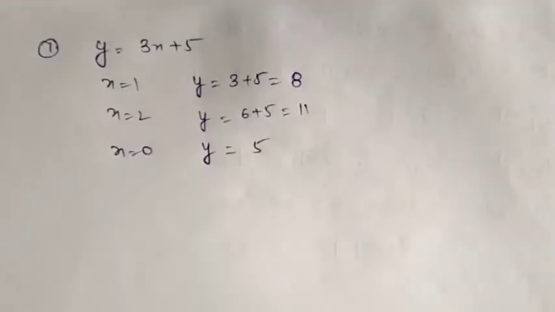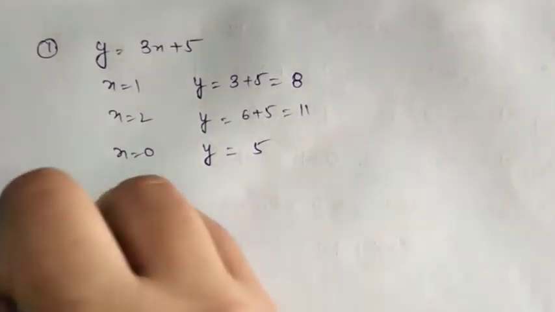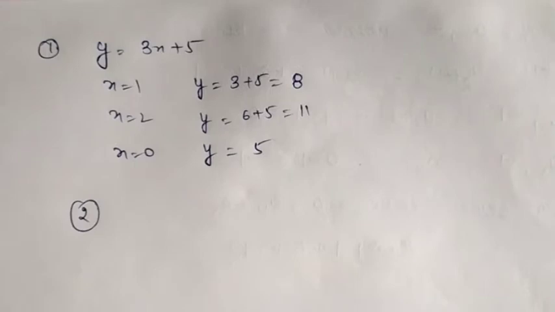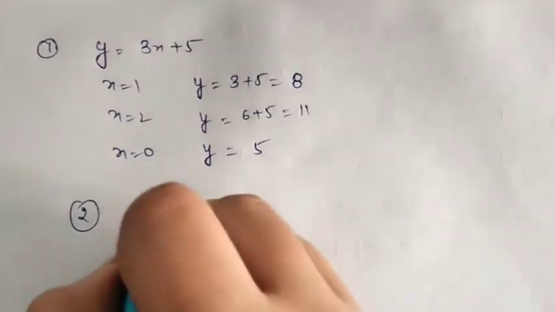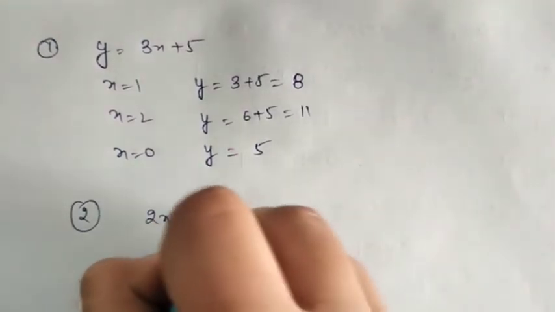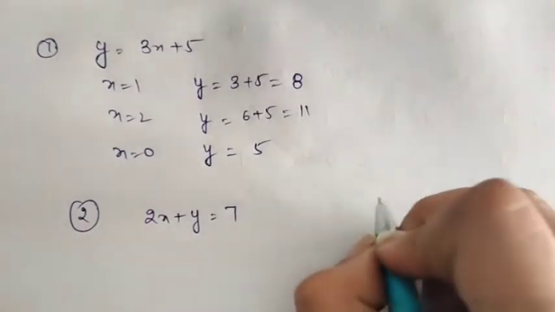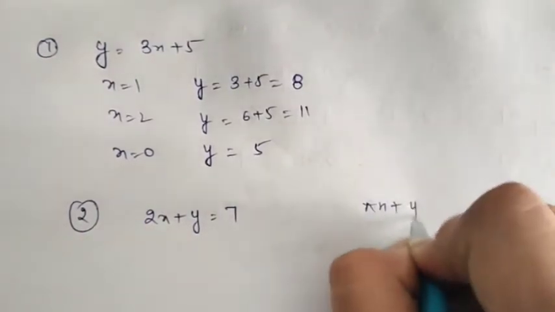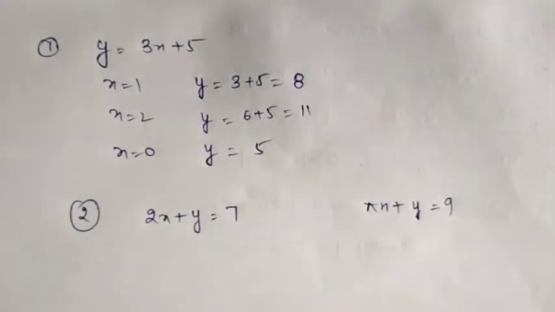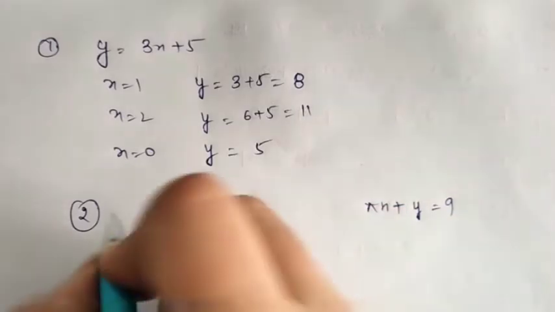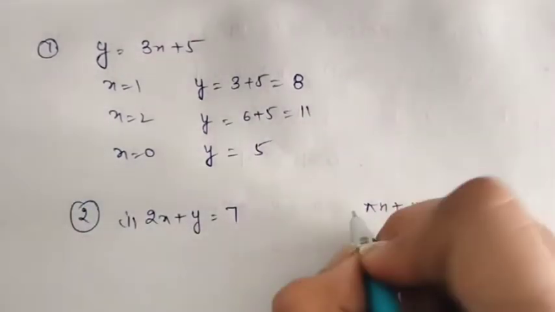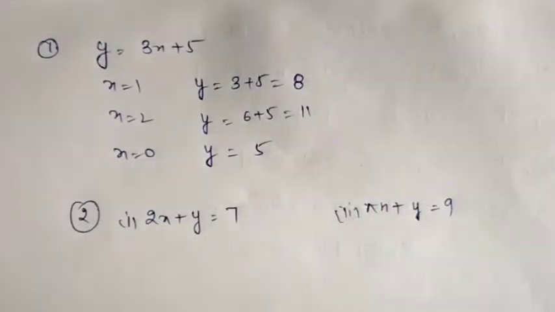Now we are going to solve question number 2, which is: write 4 solutions for each of the following equations. In this question we have 3 equations. First one is 2x plus y equals to 7. Second is pi x plus y equals to 9. And third, I'll tell you later. Okay, so we have to find 4 solutions for each of the equations. This is part 1 and this is part 2. So we have to write at least 4 solutions.